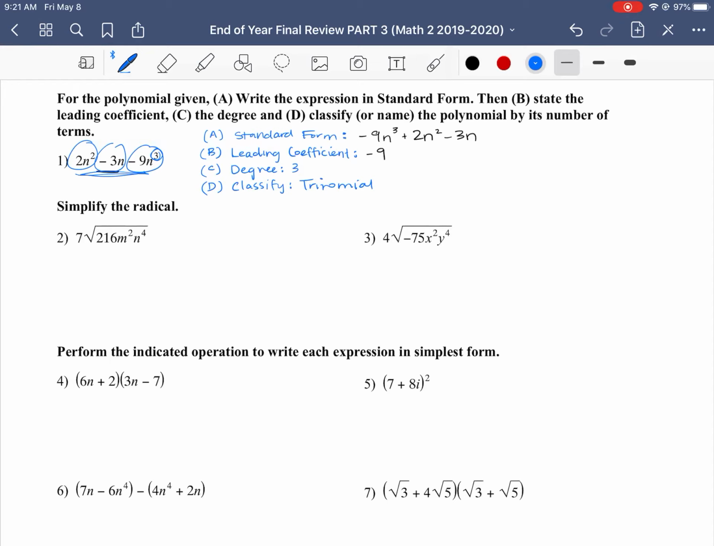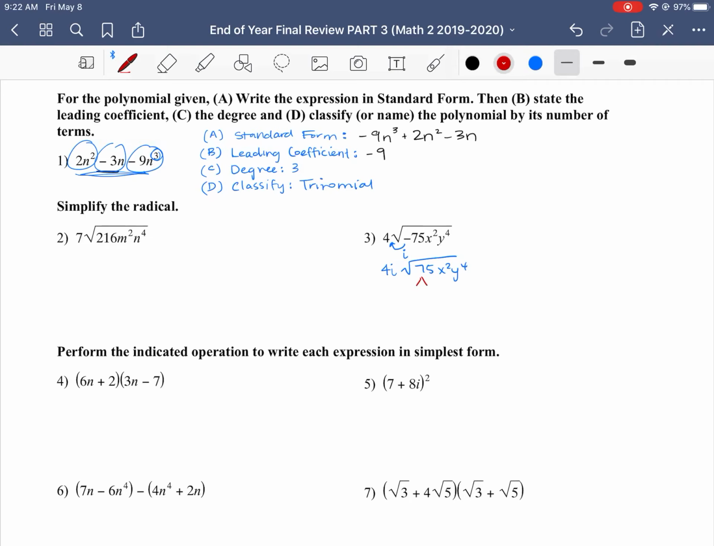Okay, vocabulary. Number 2, simplify the radicals. You guys were great with this, with breaking down the tree, or breaking down each piece. I'm just going to do number 3. Again, if you found a negative inside and it was a square root, we knew that that negative had to come out as the imaginary number i. So this one would look something like 4i square root of 75x squared y to the 4th. Once we've taken care of that negative, we just simplify it with a factor tree.